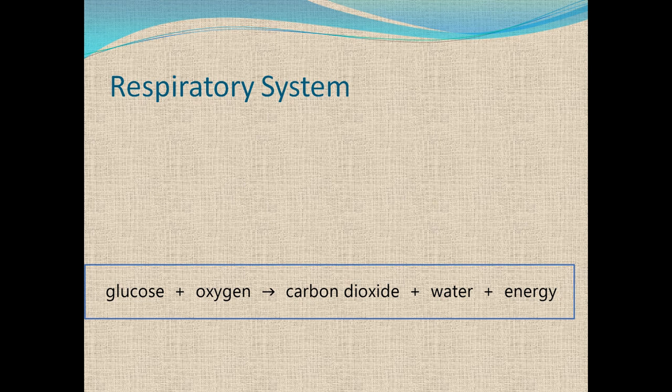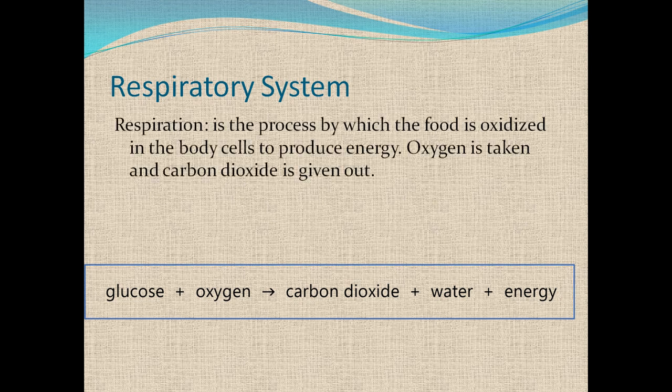First of all, respiration. Respiration is the process by which the food is oxidized in the body cells to produce energy. For this respiration, oxygen is taken and carbon dioxide is given out. So this is a simple reaction of respiration: glucose plus oxygen gives carbon dioxide, that is evolved in the form of gas, and energy. This energy is used by human and other living organisms for their different activities.